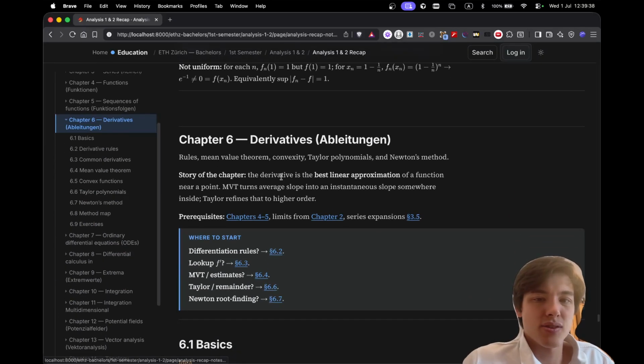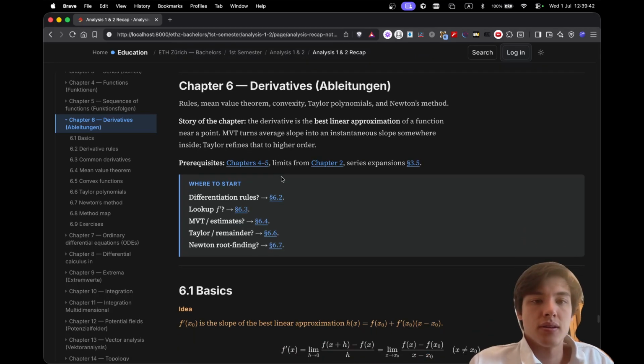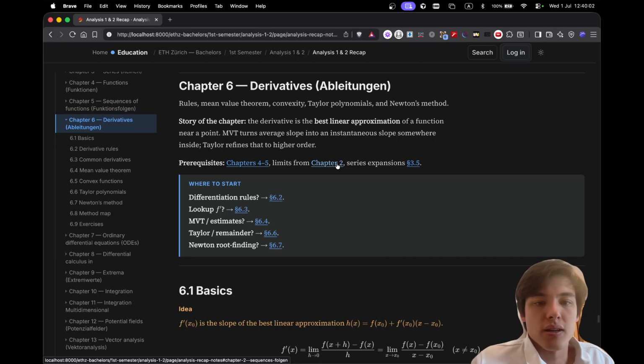Okay, let's get to derivatives, something more fun. Rules, mean value theorem, convexity, Taylor polynomials, and Newton's method. So the derivative is the best linear approximation of a function near a point, and the mean value theorem turns an average slope into an instantaneous slope somewhere inside. So we can use that for Taylor. Taylor refines that to a higher order.